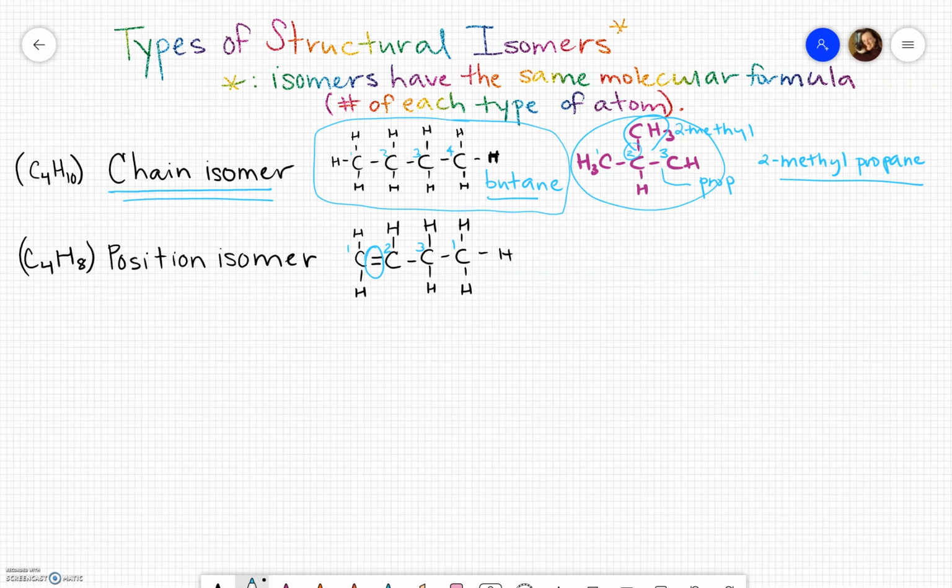2, 3, 4. I've got another but, but this time it's 1-butene. E because of the double bond, and it's starting on the first carbon, so I put in that 1 there. The other way I could name this is but-1-ene.